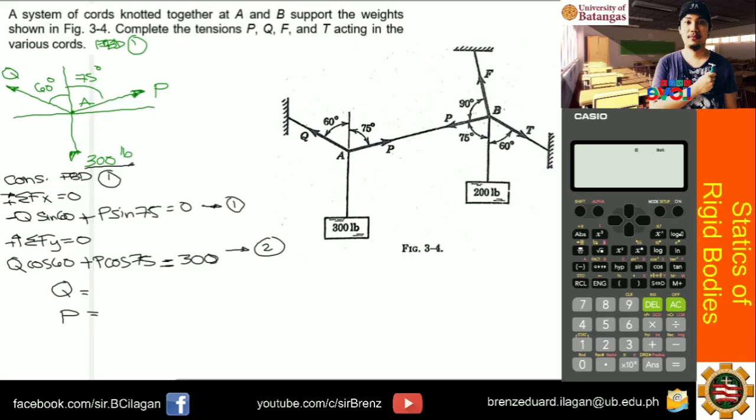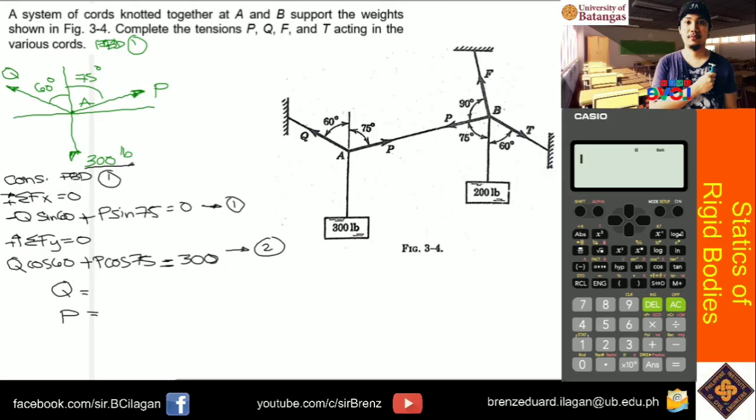Number of unknowns, select 2. Okay, so yung form naman natin is ax plus by is equals to c. So tama naman yung form ng equation natin. Ipindutin lang natin, input lang natin. So the first one, negative sine 60, and then sine 75 positive, then 0. Sunod na equation, cosine 60 positive, and cosine 75, and then 300.